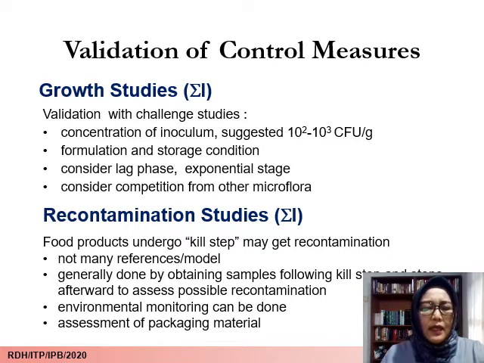Food products undergoing a kill step may also get contaminated afterwards. However, there are not many references or models to validate or to predict this recontamination. Therefore, validation of recontamination is done by obtaining samples after the kill step to assess possible recontamination, also by studying the environmental condition, as well as assessment of the packaging material.